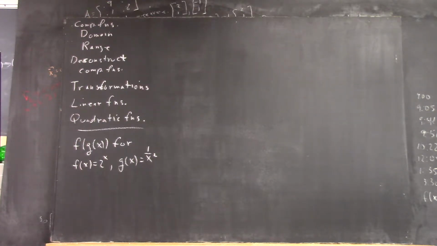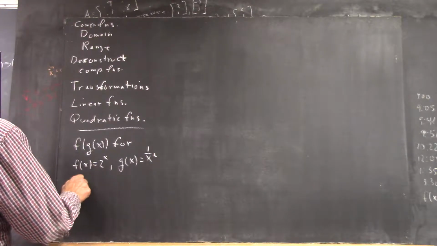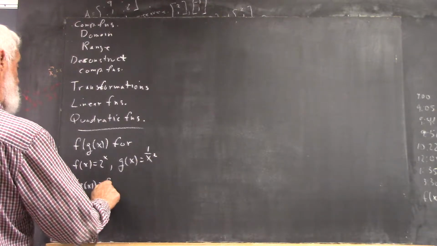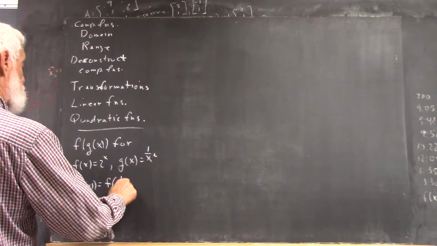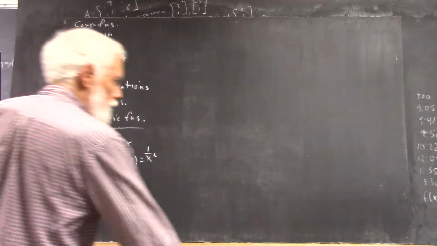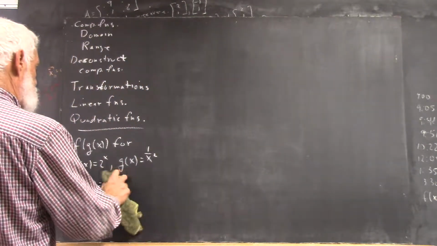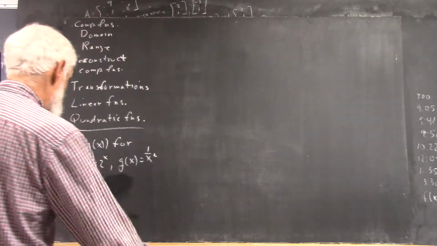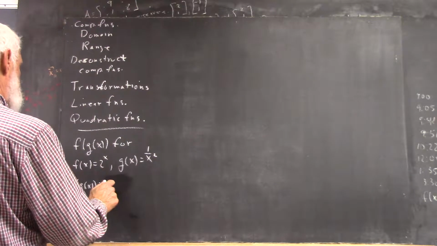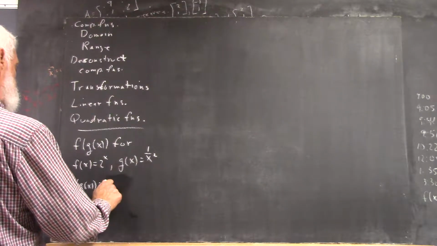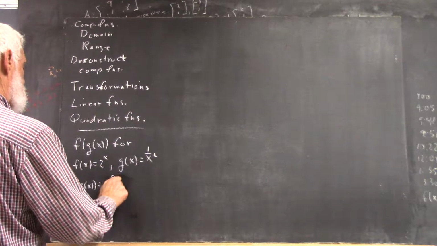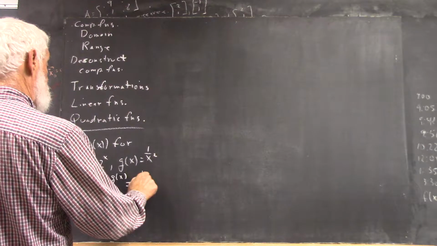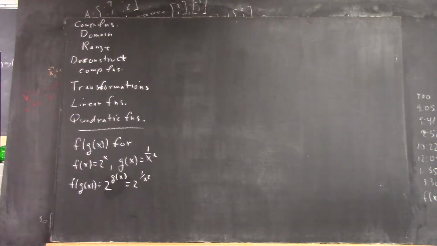Now, the composite, and people did quite well with this, f of g of x equals f of 1 over x squared. Well, actually, the way I've been doing it is I substitute into the f function first. It doesn't really matter, but let me be consistent. Okay, this equals then 2 raised to the g of x, which is 2 to the 1 over x squared. Okay?